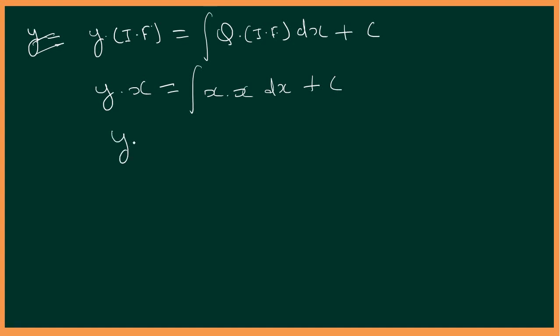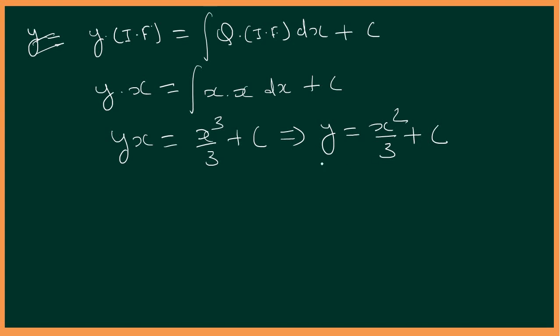So y into x is equal to x square. Integration of x square will be x cube upon 3 plus c. Okay, you can simplify it, cancel out this x, or you can say divide the left hand side and right hand side by x. Then you will get y is equal to x square upon 3 plus c by x. Okay, so you will get this answer.